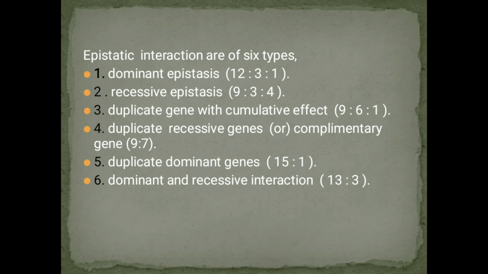First one, dominant epistasis, ratio 12:3:1. Recessive epistasis, ratio 9:3:4. Duplicate gene with cumulative effect, ratio 9:6:1. Fourth one, duplicate recessive gene or complementary gene, 9:7 ratio. Duplicate dominant gene, 15:1, and dominant and recessive interaction, 13:3 ratio. These are the 6 types of epistatic interactions.